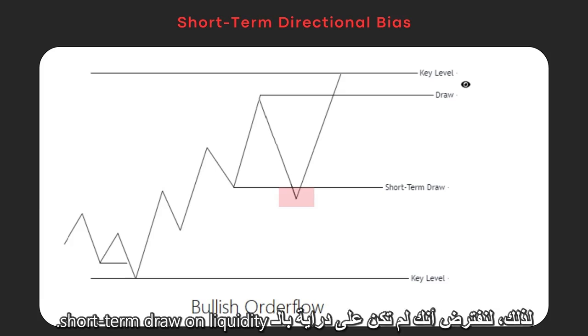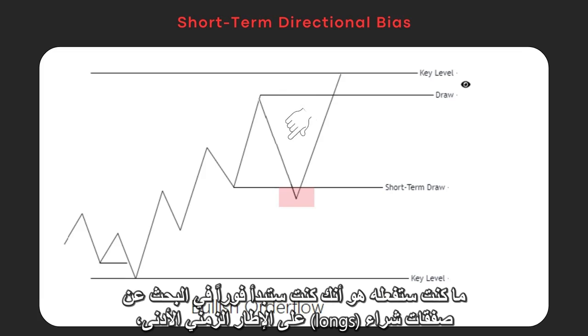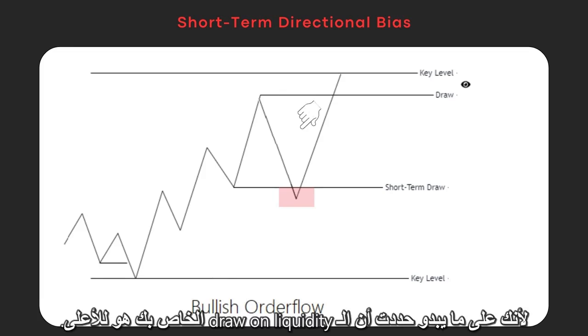So let's say you were not aware of short-term drawn liquidity, right? And you only knew about just drawn liquidity or directional bias. And let's say you determine order flow here and you saw that it's a bullish order flow and our next target is higher. So when we were here, right here, just like you saw in the previous slide, what you would have done is you would have immediately started looking for longs on the lower time frame because you apparently determined your drawn liquidity to be higher.